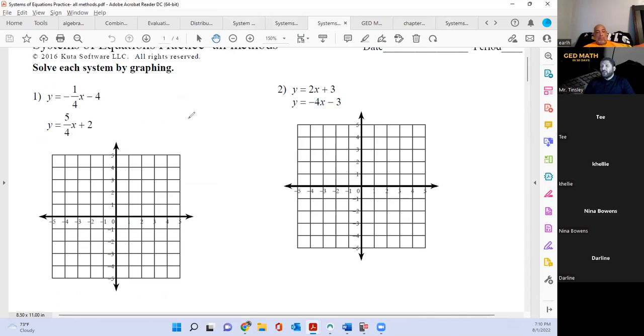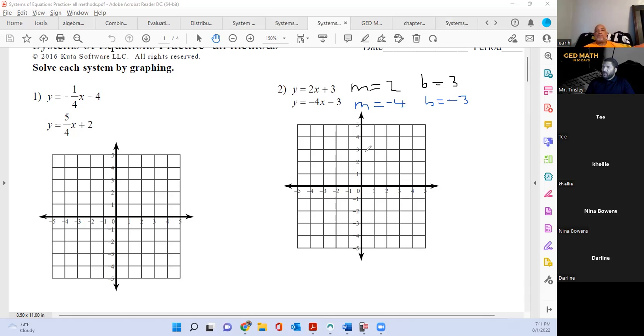So if you want to solve a system of equations by graphing: for the first equation, slope is 2, y-intercept is 3. For the second equation, slope is -4, y-intercept is -3. So I'm going to use the black. I use the black for the first line.